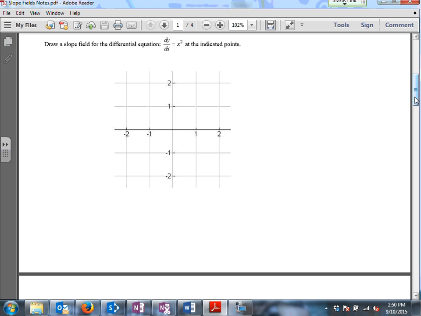So, if dy dx equals x squared, what is my slope at 0, 0? 0. What's my slope at 1, 1? 1. What's my slope at -2, -1? 4. What's my slope at -1, 2? 1. Please take the time right now to fill in all of your slopes.